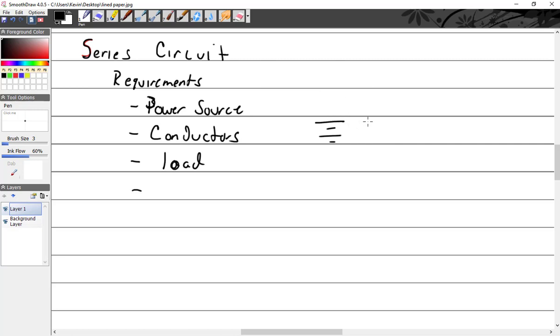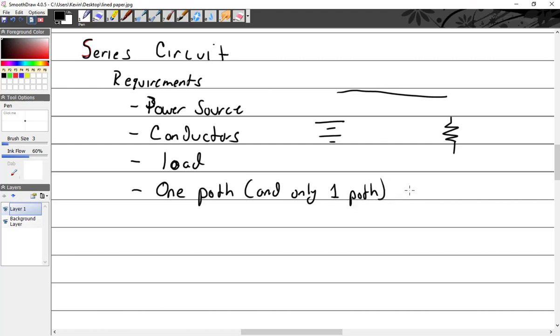There is a power source, there's a load, and there's a conductor. A continuous loop between the power source, and one path, and only one path for current. One path and only one path.